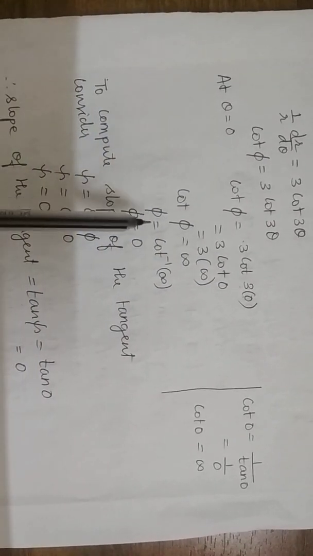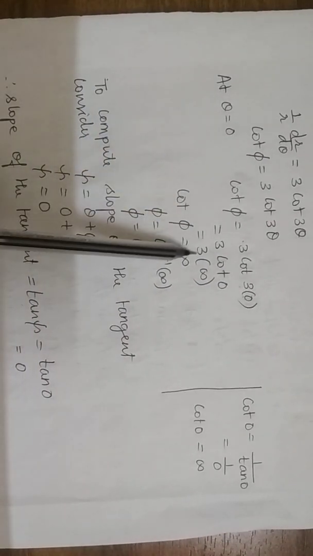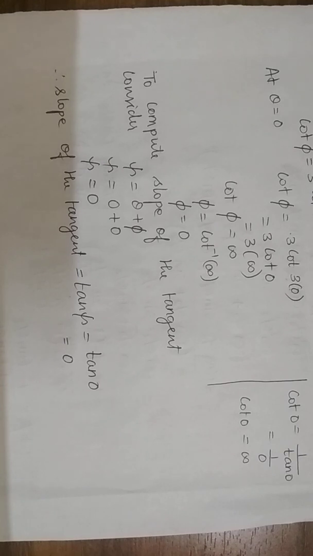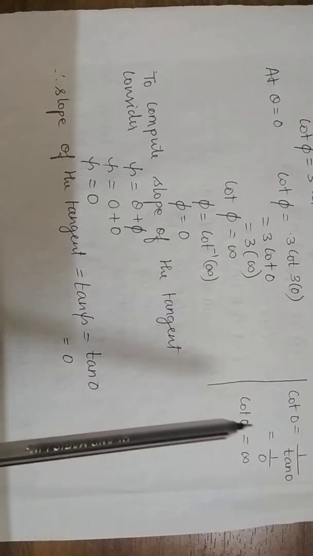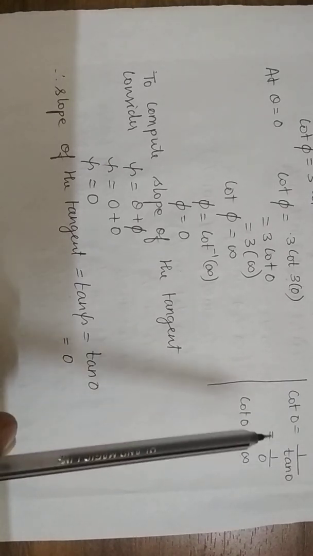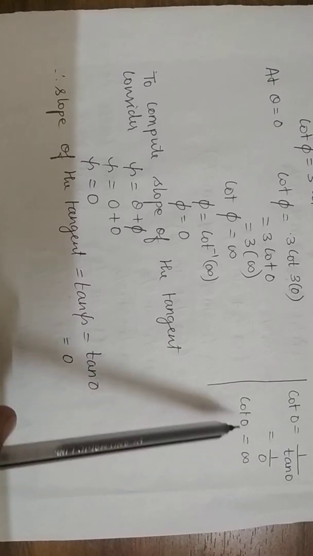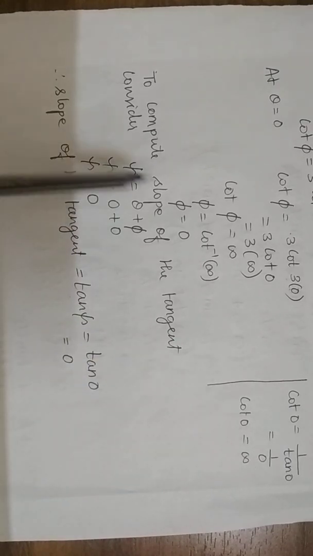Then what do I want exactly? Phi. So shift this cot to this side, so it will become cot inverse of infinity. And cot inverse of infinity is how much? 0, because cot 0 is infinity. When cot comes this side, it will become cot inverse. And cot inverse of infinity is 0. Hence phi is 0.